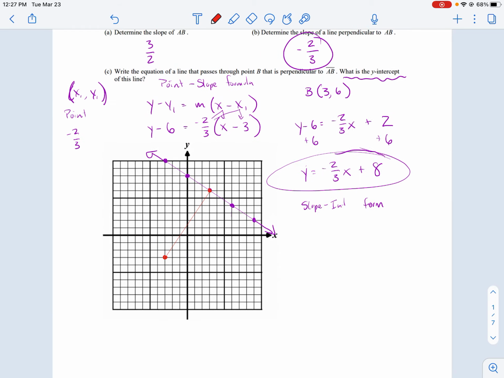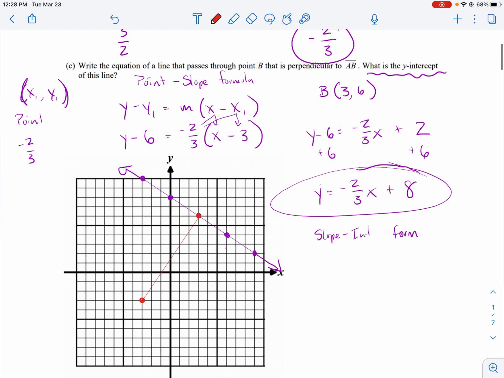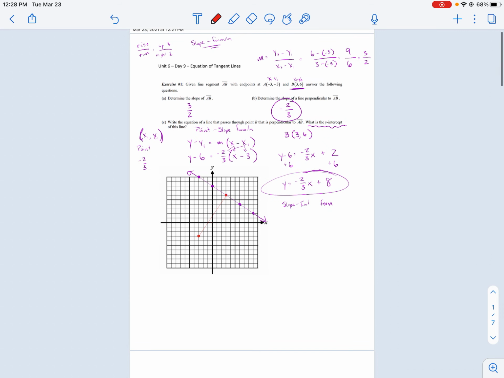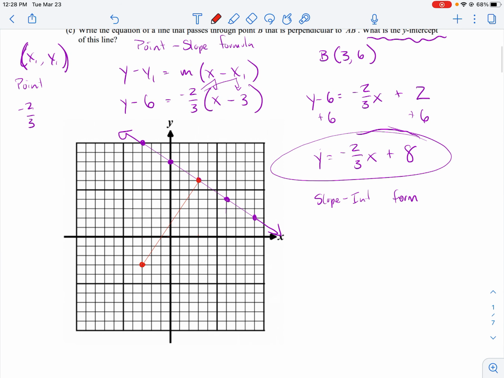So the reason why we're doing this is because we're going to be finding the equations of tangent lines. And so remember, our tangent lines, if this was a circle here, let's see if I can sort of make one up. Here's our circle. Let's see if this comes out even.